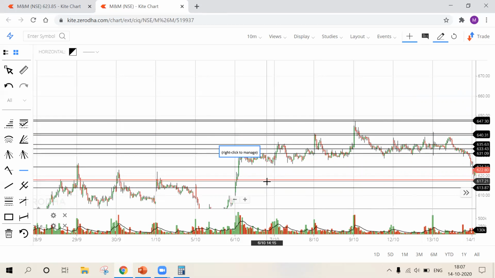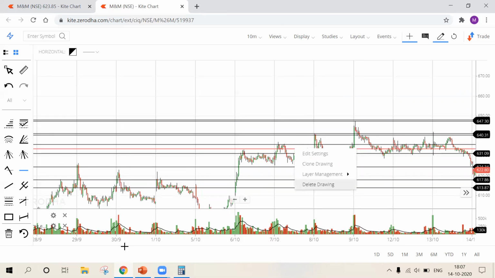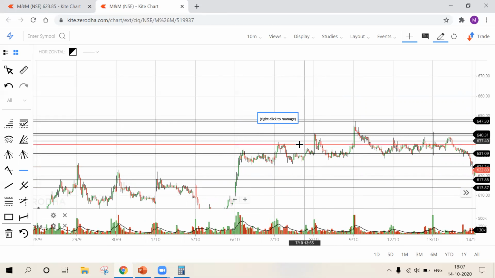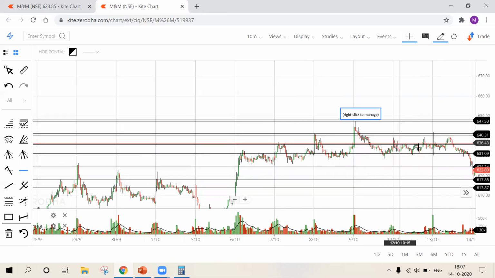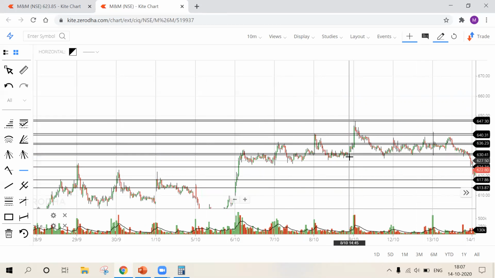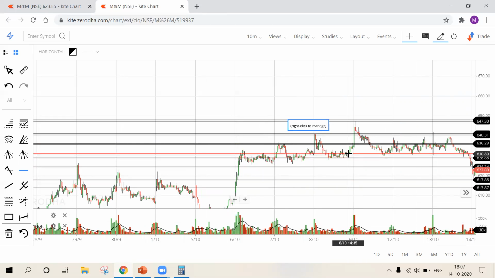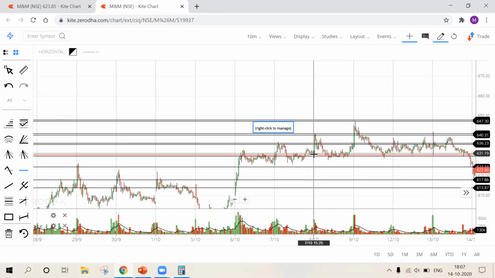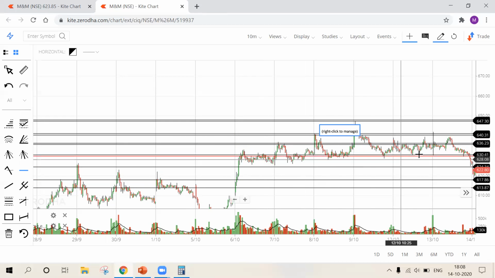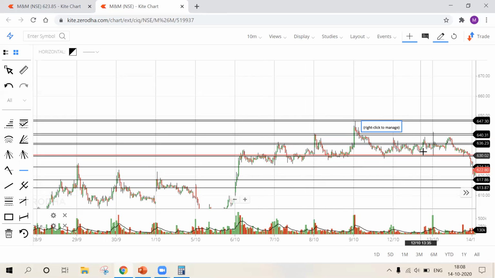Now again, I can delete this middle line. Now see, I can draw another level here because it is acting as a perfect resistance here. And I can also draw a double line here as well. Here as well, a little down. Let it be here because it is acting as a resistance here, and it was acting as a support here a lot of times and started acting as a resistance here.